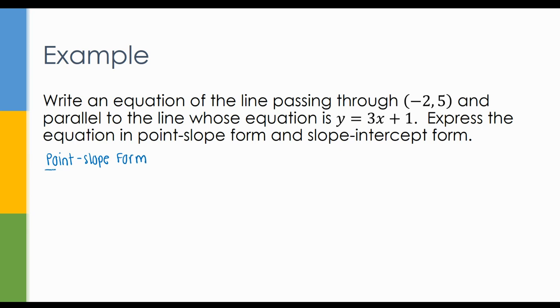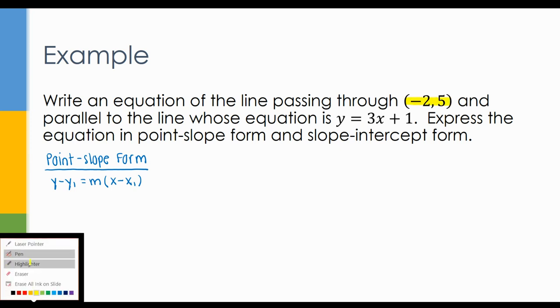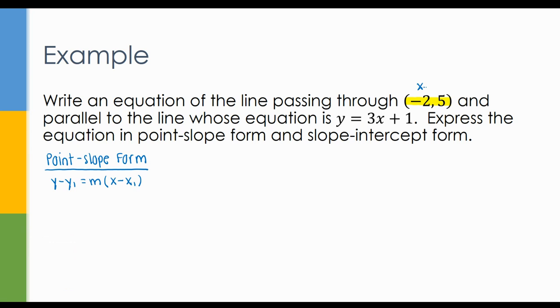Okay, in order to do point-slope form, which remember is y minus y1 equals m times the quantity of x minus x1, we need to have a point, we need to have a slope. We actually have all of that. We have our point right here of -2, 5, because remember, x1, y1. And then because they're telling us that we're dealing with a parallel line, if the equation is written in slope-intercept form, notice that my slope is 3.